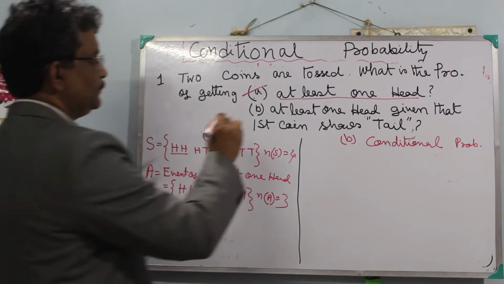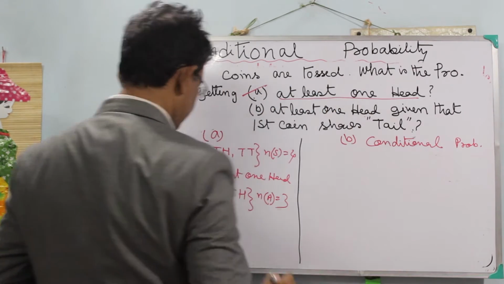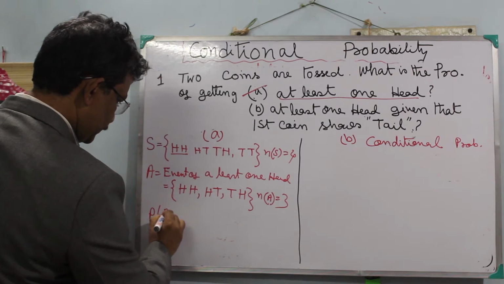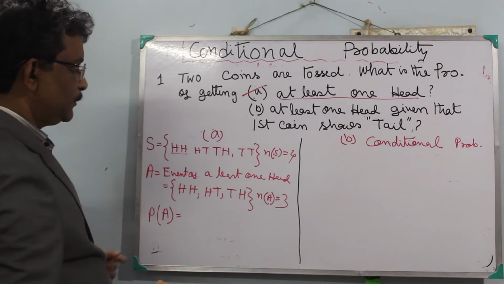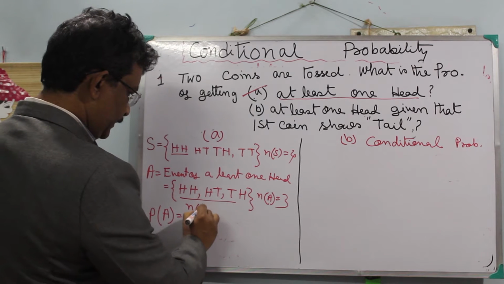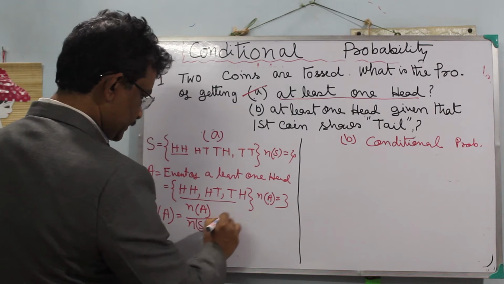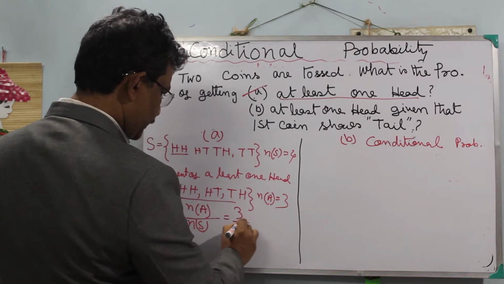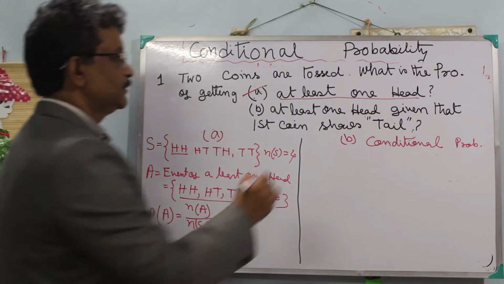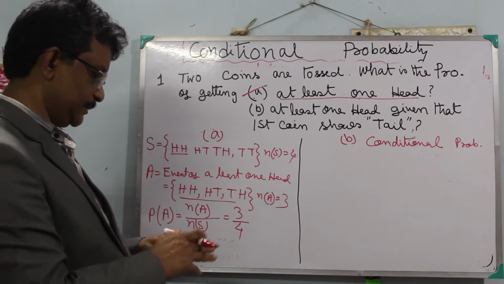And what is the problem? The ordinary case: what is the probability of getting at least one head? So the probability of A is equal to the total number of favorable cases, these three elements, n(A), divided by n(S). That means 3 by 4 is the probability of getting at least one head. So 3 by 4 is the answer.